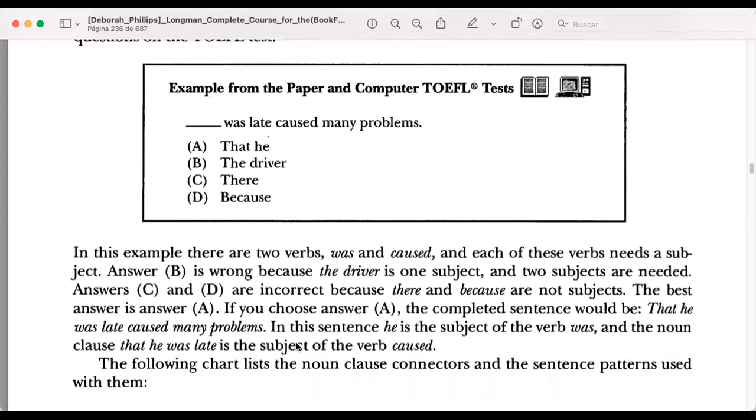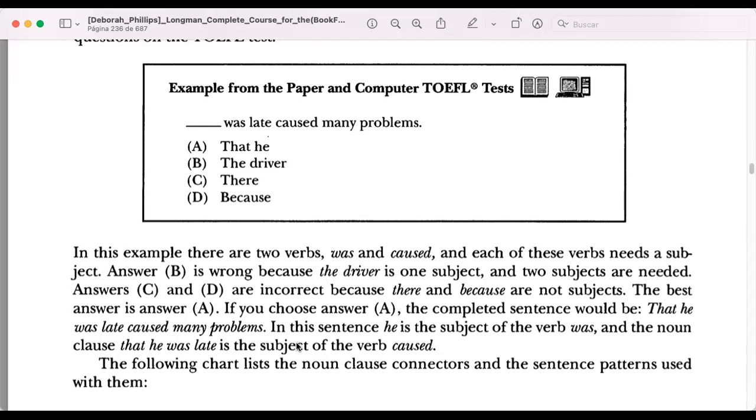In this example, there are two verbs, was and caused, and each of these verbs needs a subject. Answer B is wrong because the driver is one subject, and two subjects are needed. Answer C and D are incorrect because they're and because are not subjects. The best answer is A. If you chose answer A, the completed sentence would be that he was late caused many problems. In this sentence, he is the subject of the verb was, and the noun clause that he was late is the subject of the verb caused.